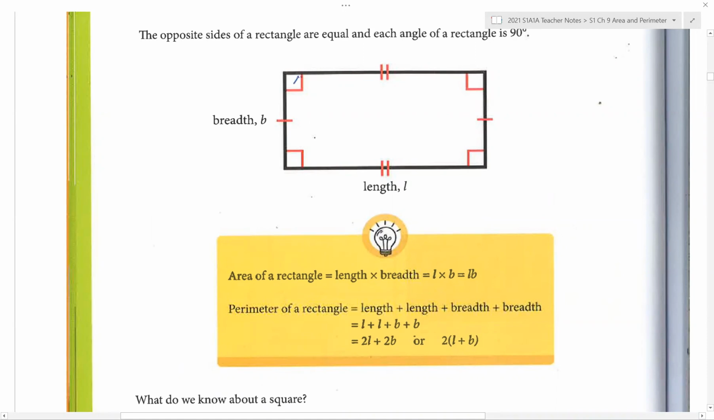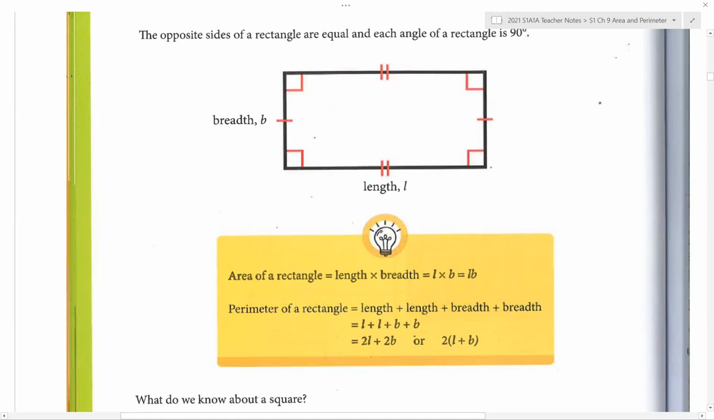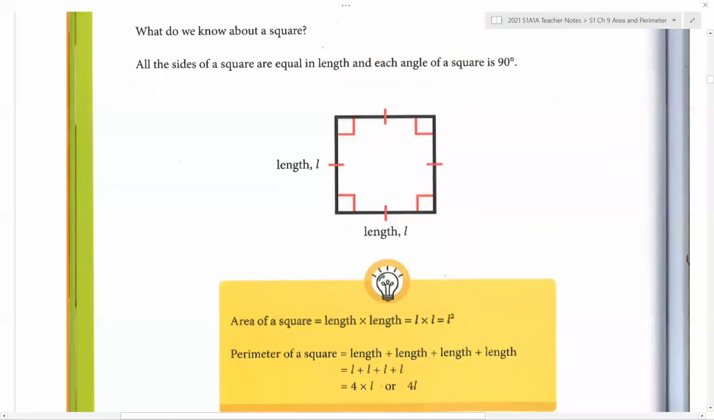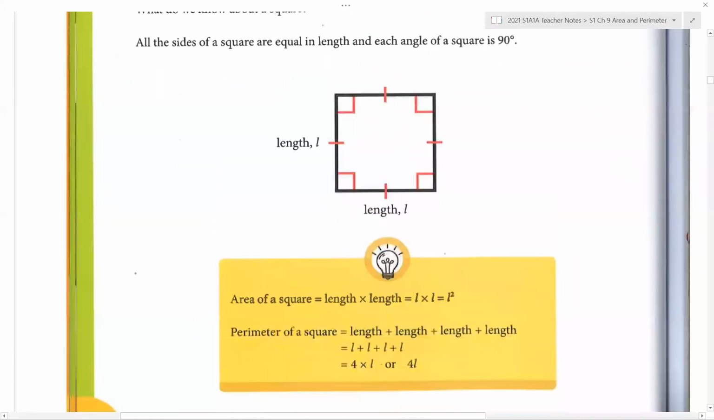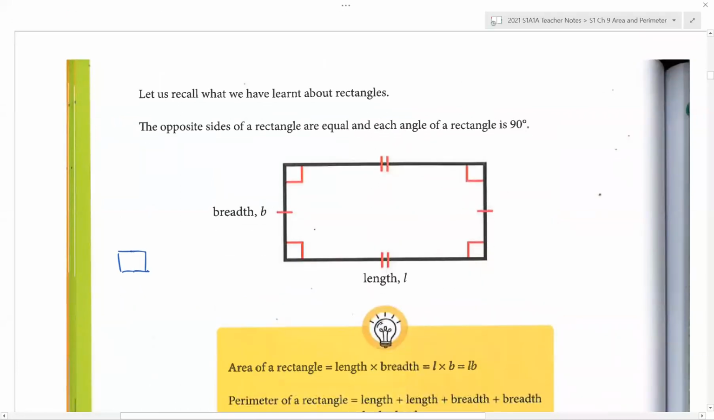Area for a rectangle is asking you how much space there is over here, how much paint is required, and it depends on two things. Now in your textbook, on page 91, I want you to draw a small rectangle. Just randomly draw a small rectangle beside this bigger rectangle.